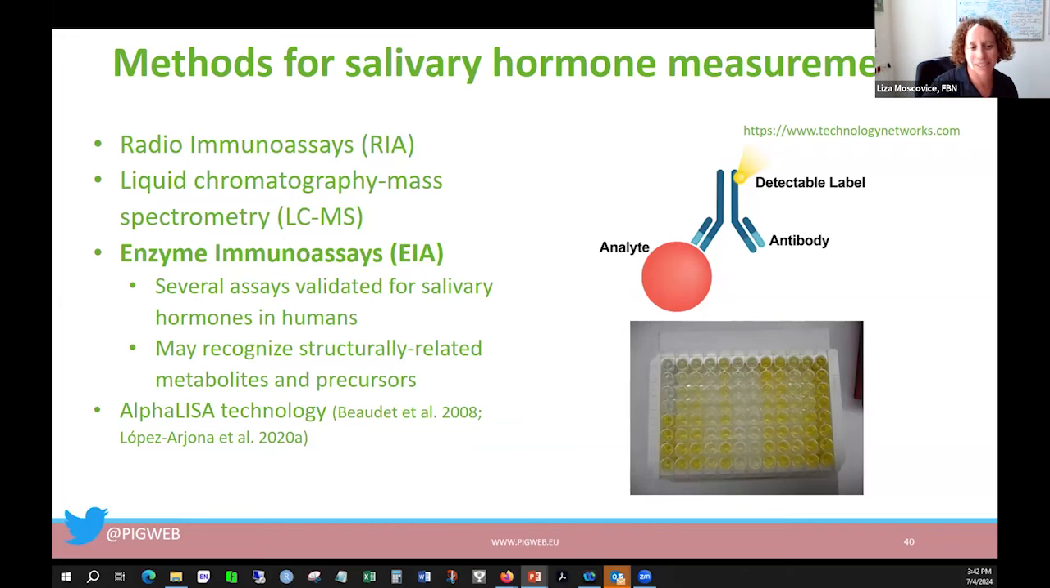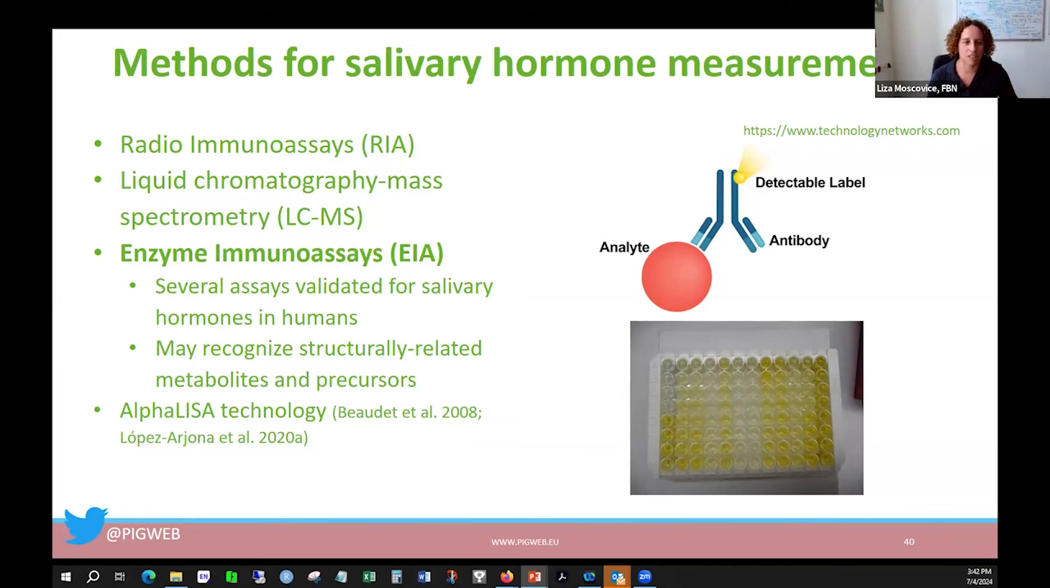There's also a really interesting technology. I honestly know very little about it. If any of you are working with this, I want to talk to you after. It's called AlphaLISA technology. And so this group, Lopez Arjona and colleagues, are using this technology to measure oxytocin. And it's based on laser excitation. It's really interesting. They're also getting manifold differences in oxytocin concentrations in saliva than we are.